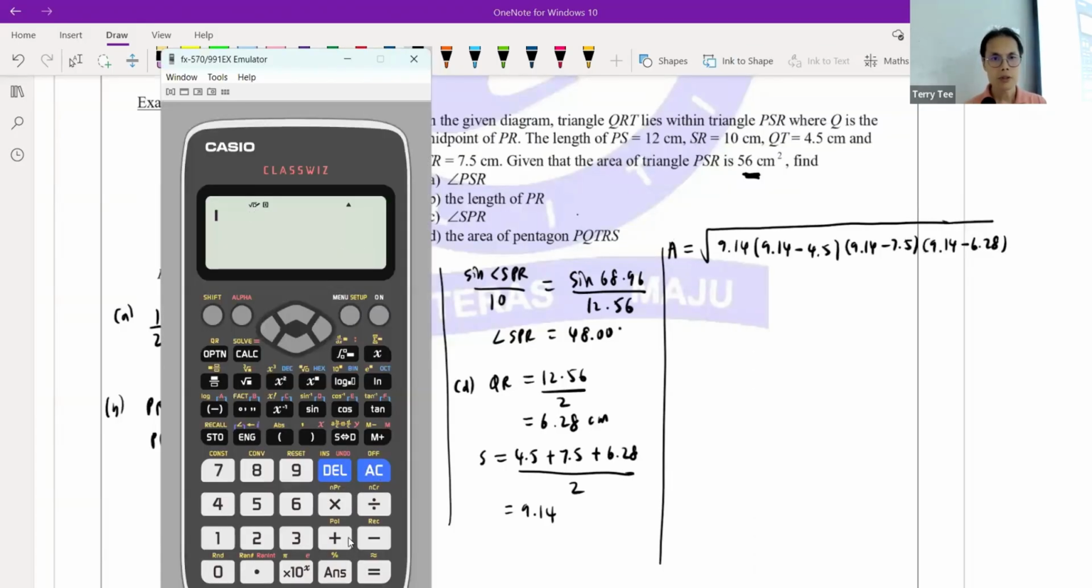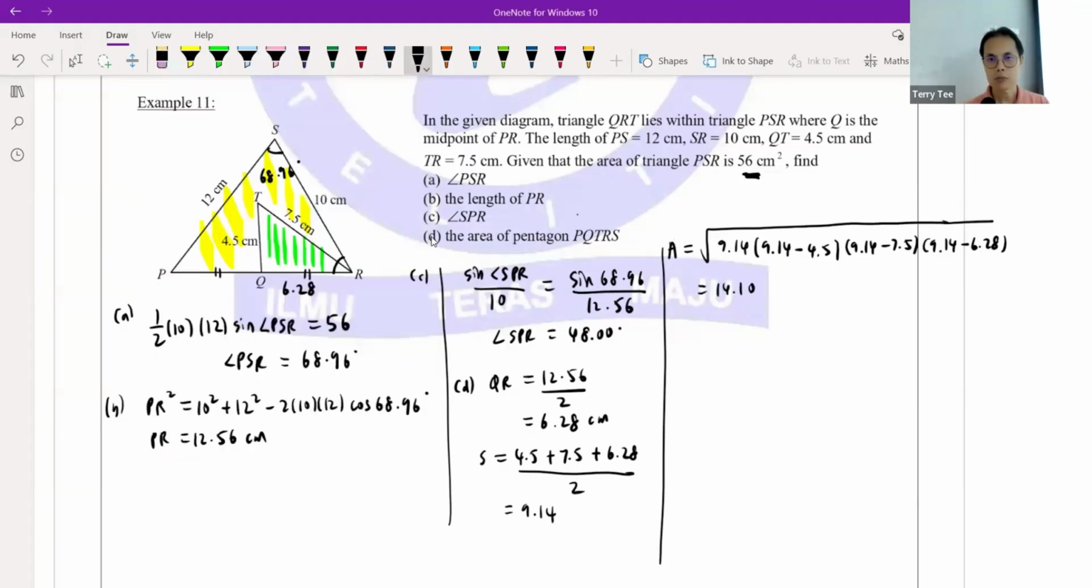Let's use your calculator. This 9.14 is your answer button, right? We're going to take square root, answer, open bracket, answer minus 4.5, answer minus 7.5, and answer minus 6.28. So this will give us 14.10. We're not done yet, guys, because we need to find what? We need to find area of pentagon, the yellow part.